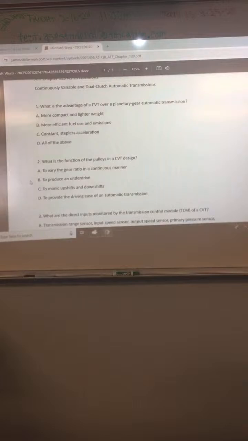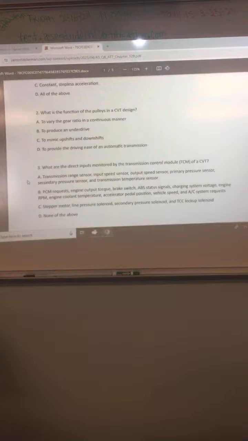Number 2, what is the function of the pulleys in a CVT design? A. Yes, it is. Say A. Yep.